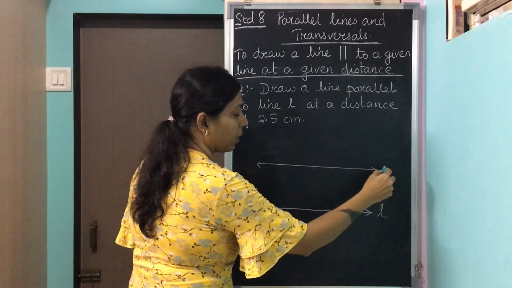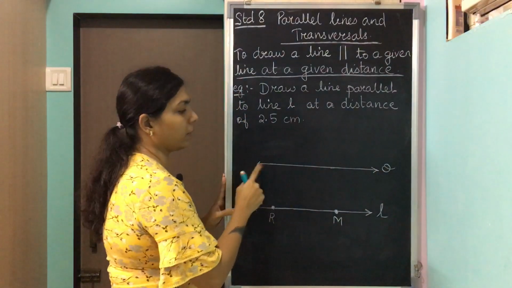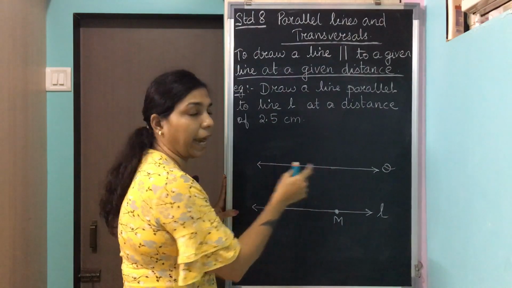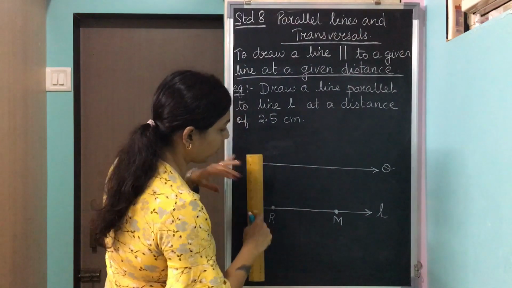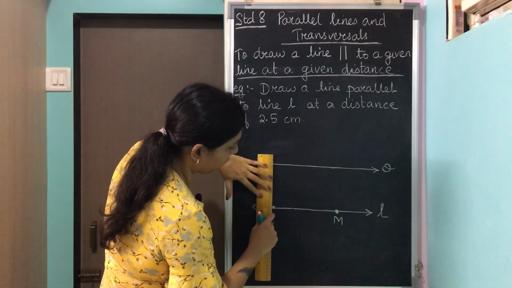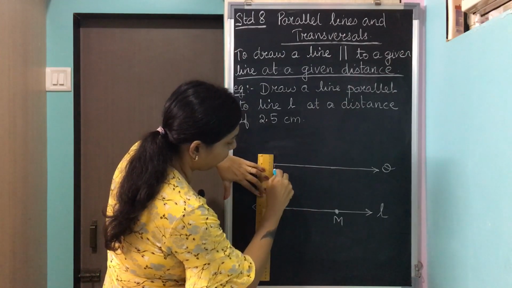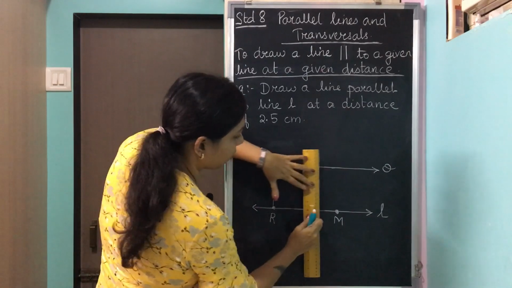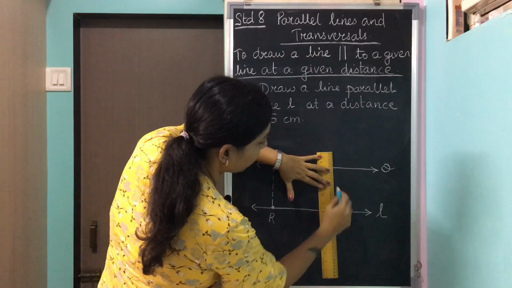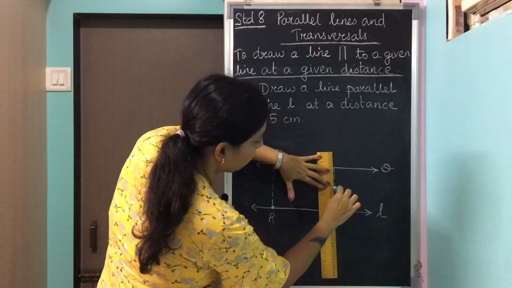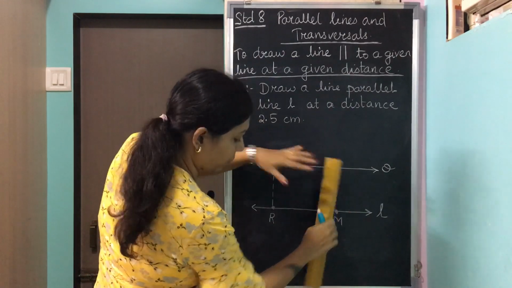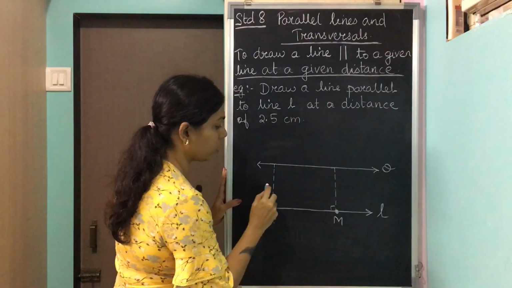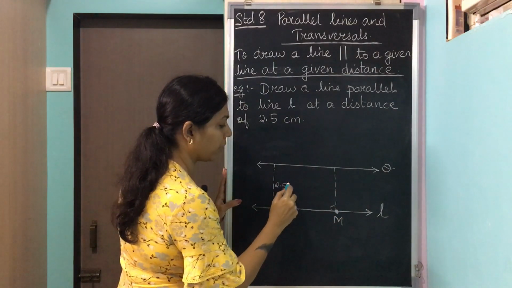Let's give it the name line O. This line now we drew by connecting those 2 points that we had taken. And what is the measurement between these two lines now? The measurement between these two lines is 2.5 centimeter. We'll just make the markings over here. 2.5 centimeter. These are both perpendiculars that we have drawn, and both the measurement is 2.5 centimeter.